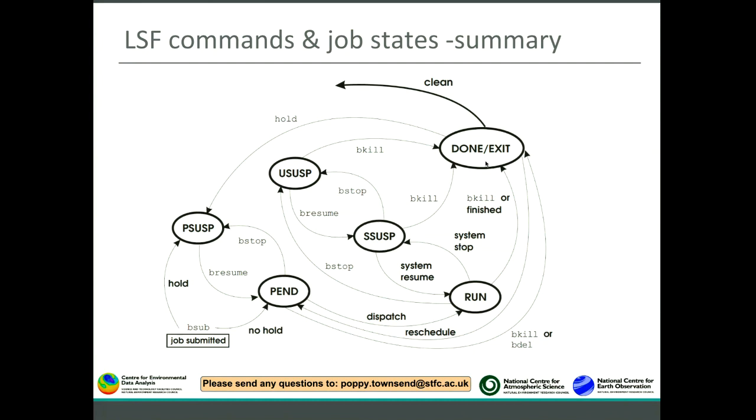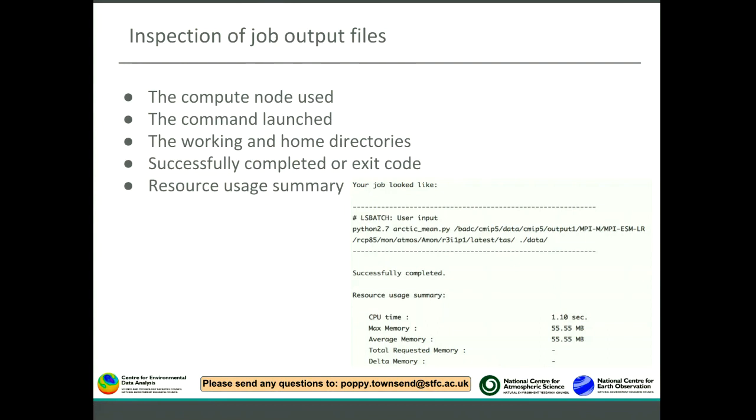Now, if it's completed, if it's done, fine, no, exit is equal to zero. If it's not completed, you will have an exit value. Then you can look at the output files. The output files are good to inspect, because they give you on which compute node or host your job ran, what the command was that's been used, the working and home directory. And also you can see which exit code, which is good to report when you have a problem.